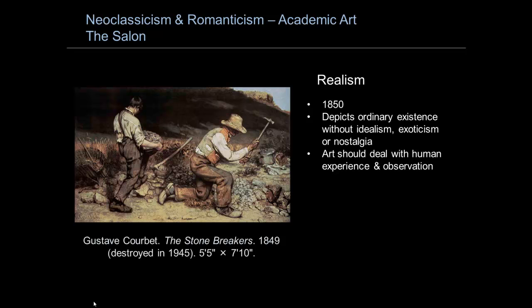The first movement to rebel against academic art is realism, and it started around 1850. And it basically depicts the ordinary existence of everyday things without idealism or exaggeration. And so they believe that art should deal with the human experience and be based on observation. And so we've seen this come up quite a few times throughout history, but now it's called realism. And so Courbet actually revived realism. Remember, we saw it in Roman sculpture, and we saw it in the paintings of the Renaissance, such as Bruegel's paintings. And so he really just wants to bring back the dignity into these ordinary things.